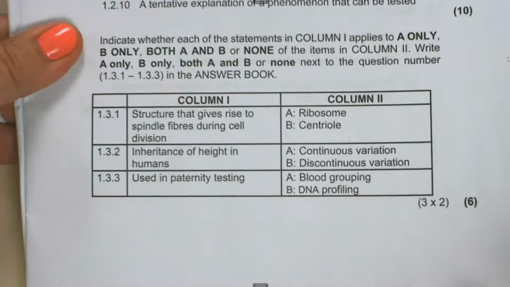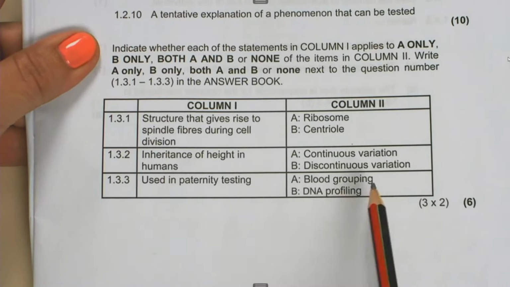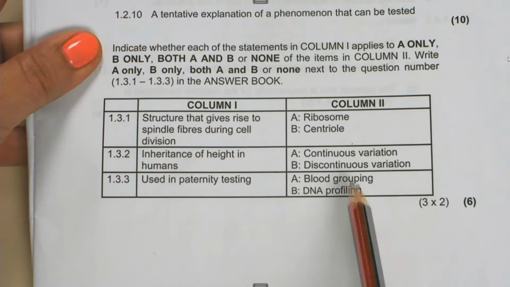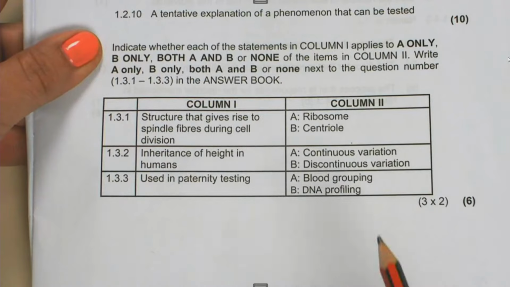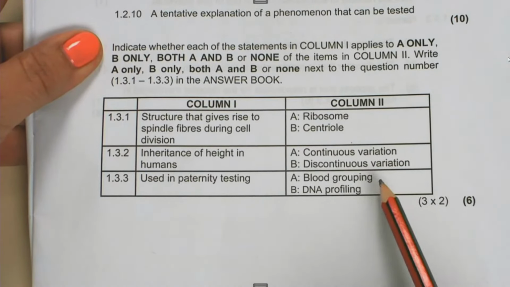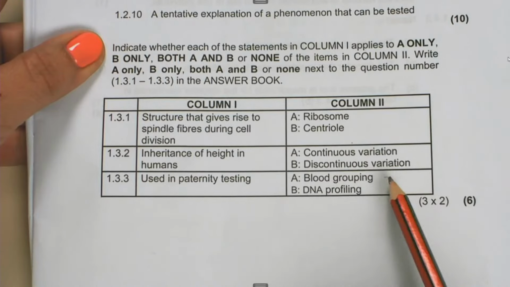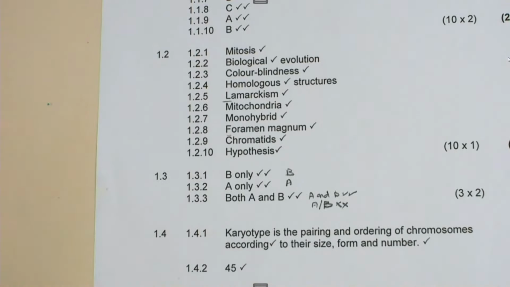1.3.3, used in paternity testing are blood groups and DNA profiling. Remember, blood grouping we use as an elimination. We know who is not the father, but we cannot definitely say who is the father, but we do use it in testing for paternity.